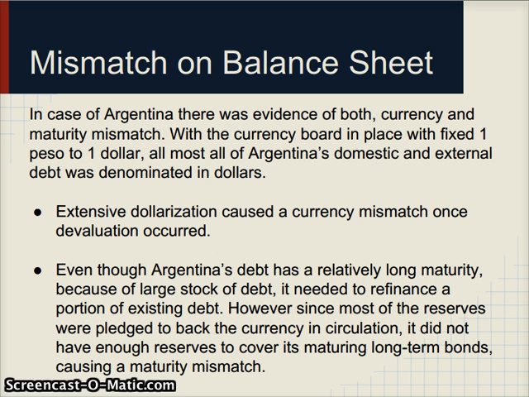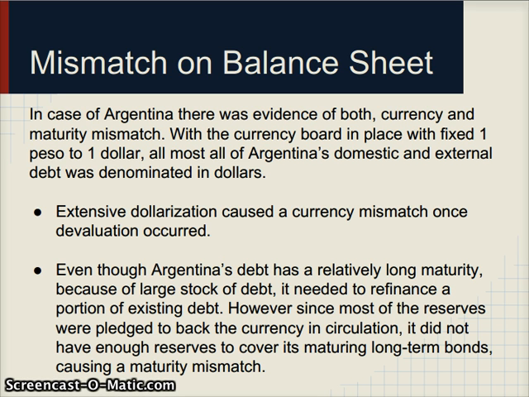There was also a mismatch on the balance sheet. In the case of Argentina, there was a mismatch in terms of currency, but also maturity. Because the currency board in place had a fixed exchange rate of 1 peso to $1, most of Argentina's debt was denominated in dollars. And that created a huge currency mismatch once the devaluation occurred. Because if debt was about 45% of GDP, as soon as they devalued, let's say by 30%, then all your debt becomes 30% more expensive. So that's your currency mismatch.